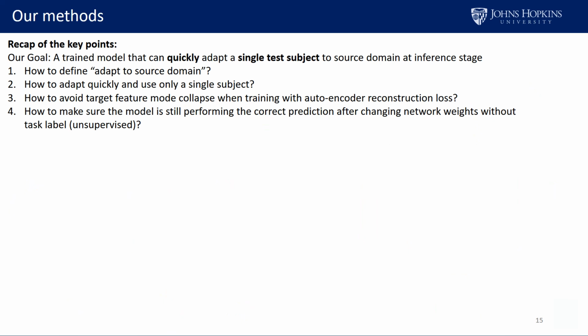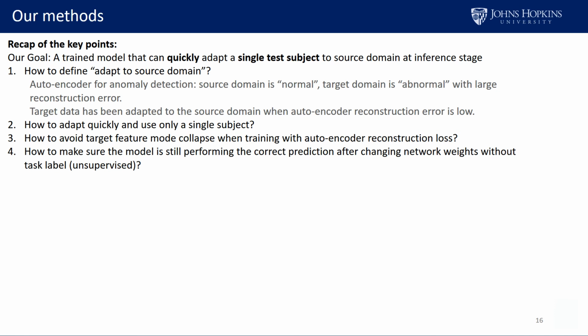Here is a recap of the key points of our method. Our goal is to find a trained model that can quickly adapt a single test subject to the source domain at the inference stage. So how do we define adapt to source domain? Recall autoencoder for anomaly detection. We think the source domain is normal, while the target domain with domain shifts is abnormal, and we have large reconstruction error. So when the autoencoder has small reconstruction error, we think the target data has been adapted to the source domain.